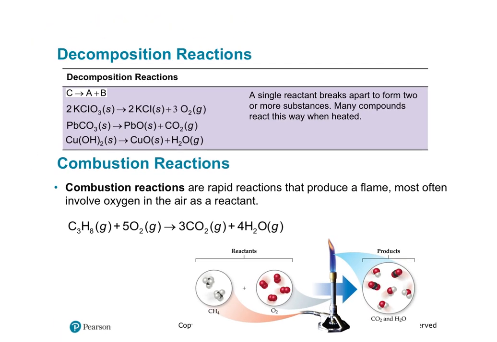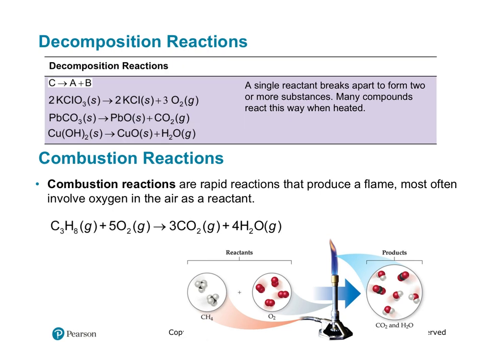Next type is decomposition. This is basically the opposite of combination. We can also sometimes call combination synthesis. Decomposition is when we have one reactant breaking up into 2 or more products. Oftentimes this happens when these elements are heated.